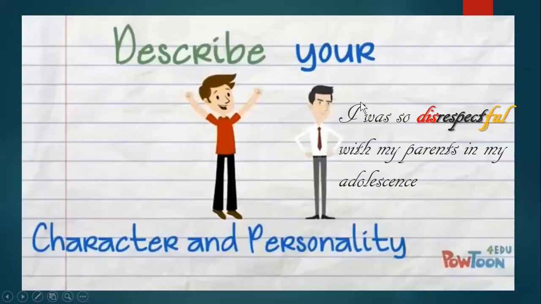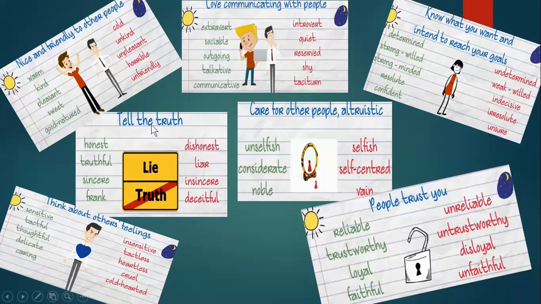Okay, let's continue. Describe yourself, your character or personality. For example, I was so disrespectful with my parents in my adolescence. That was me. So I want you to describe your character and personality. Here we have some examples: warm, kind, pleasant, sweet, good-natured, unkind, unpleasant, unfriendly.